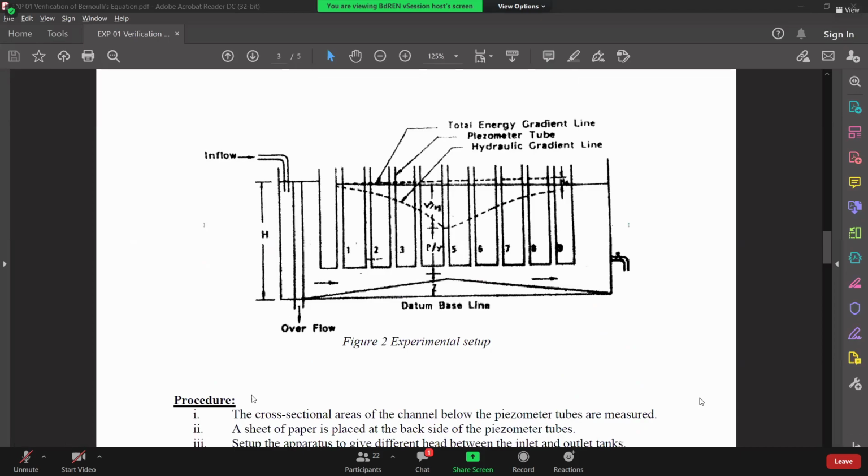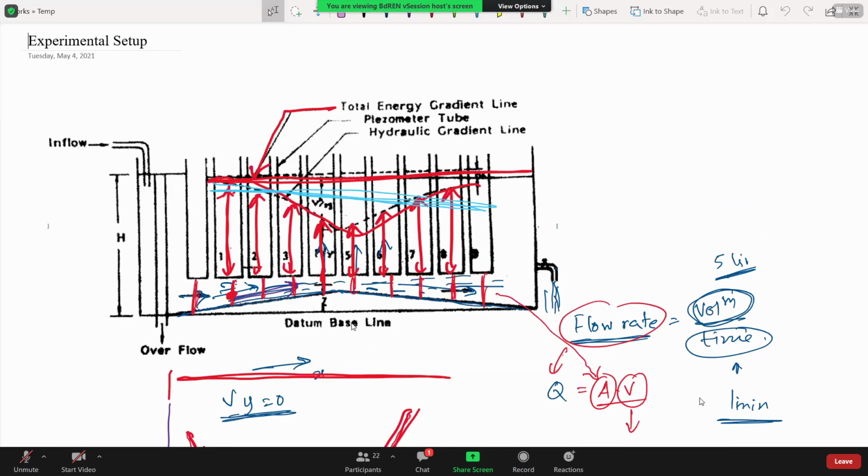Are you seeing the screen? Yes, sir. Okay, please respond, otherwise I thought that I lost my connection. So this is not the ideal scenario. There will be some energy loss. This amount is the energy loss. There will be loss from the top to the bottom. Since the energy decreased, what will happen to the total energy line? It will go down, right? Energy loss, this is the energy loss.